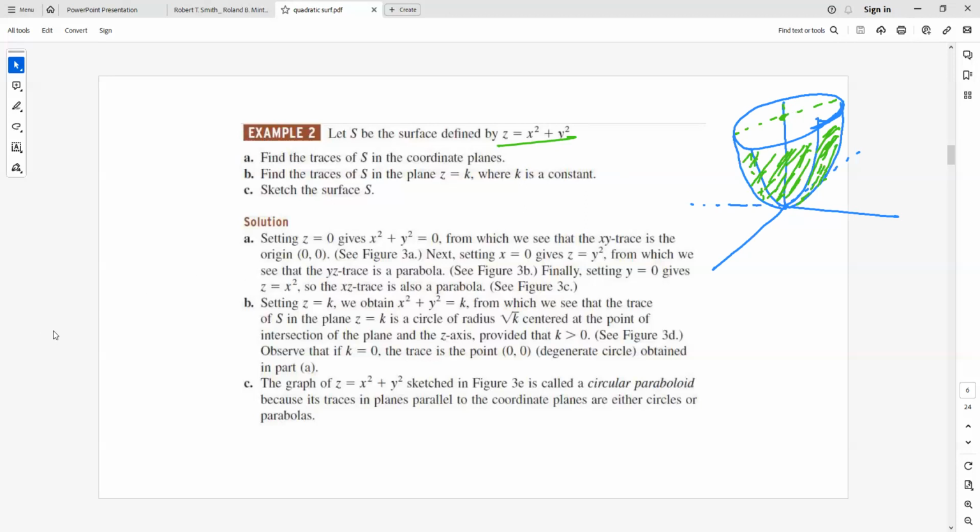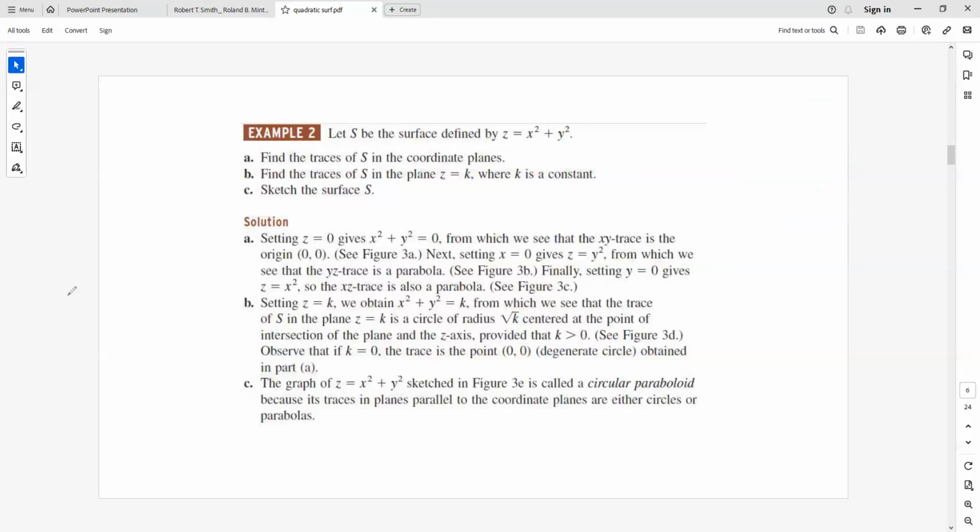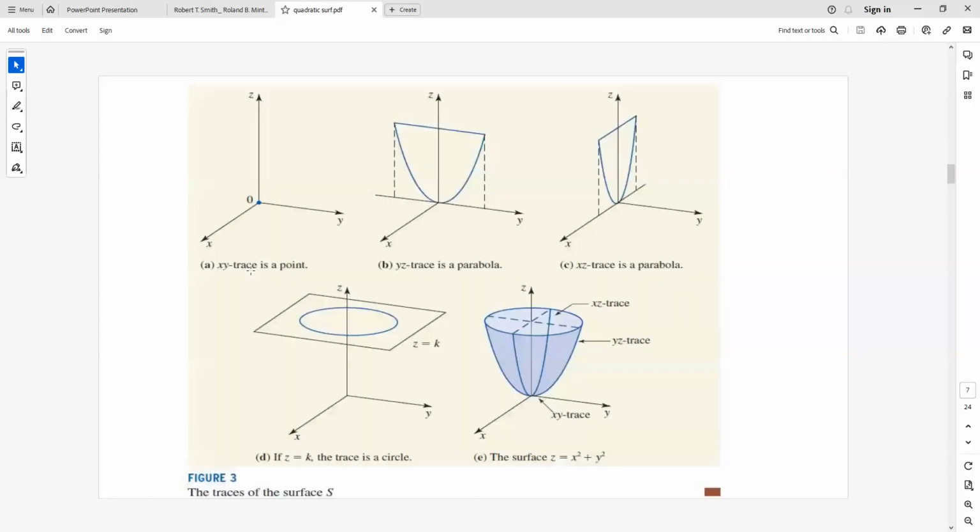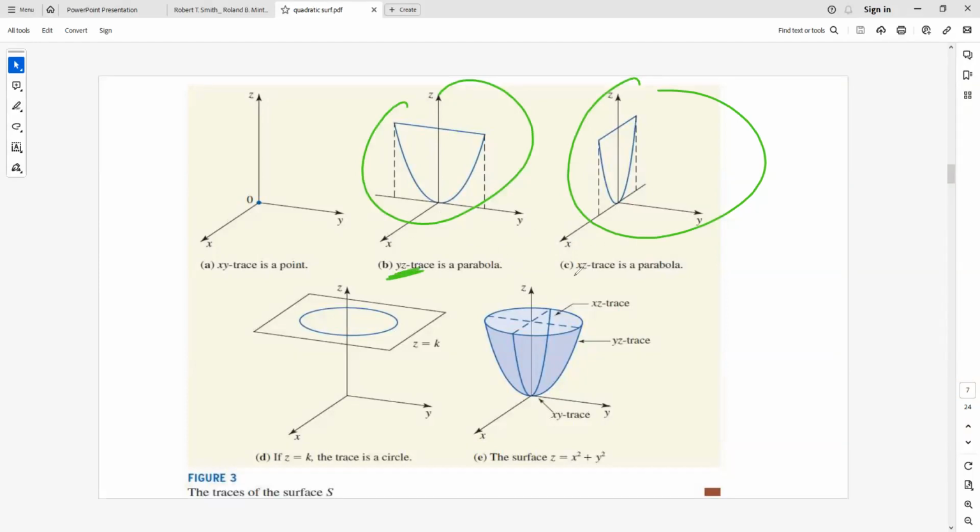Now move on to the next example. Okay, you can see here it's a clear picture. These are the traces: this is the YZ trace, sorry, this is the XZ trace, and this is the parabola by combining these traces, right? So we will see some more examples.